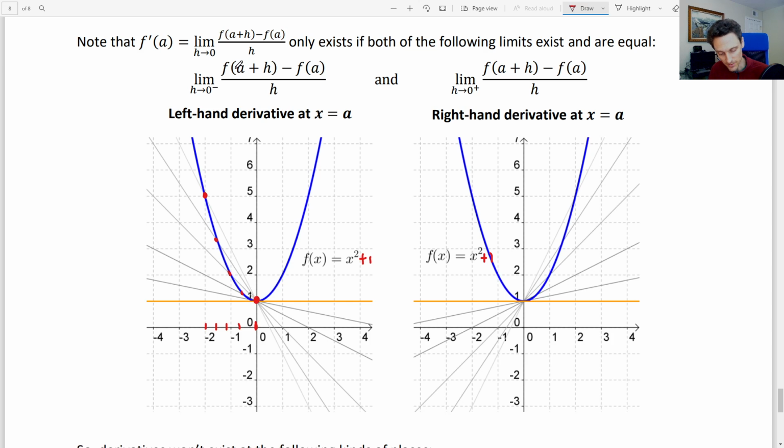This is going to be your a value, which again in this case is 0. But then as h is shrinking down to 0 but is negative, these x values are going to move towards your anchor. And so these slopes of the secant lines are going to get closer and closer to the slope of this tangent line. Same exact thing happens on the right-hand derivative, but it's just the mirror image on the other side.